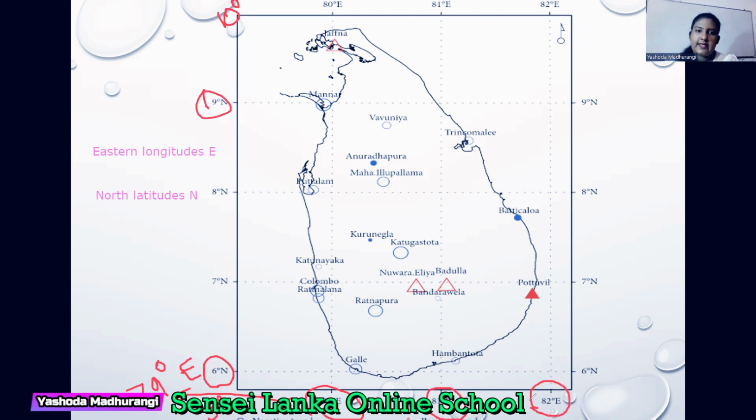Now do you understand what are the longitudes and what are the latitudes that Sri Lanka is located in? You have to study this map and understand it. Okay.